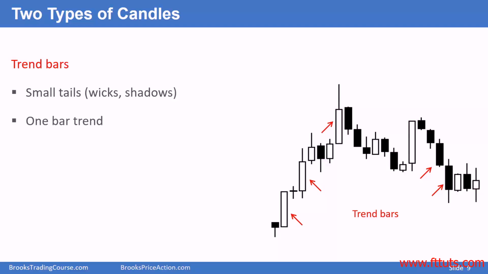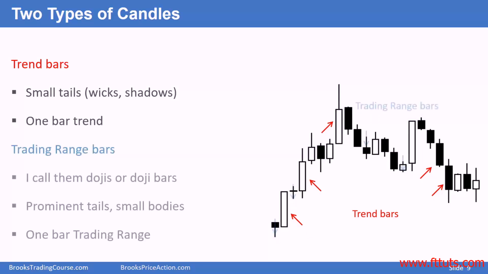And if the tails are more prominent relative to the size of the bodies, I tend to say that's not a trend bar. It's more of a trading range bar. And I refer to trading range bars as dojis. Trading range bars in general have smaller bodies and more prominent tails. I view them as a 1-bar trading range, and on some smaller time frame chart, they are 1-bar trading ranges. A bull trend bar is a 1-bar bull trend, and on a smaller time frame chart, it's a pretty strong bull trend. And a trading range bar, or a doji, is a trading range on a smaller time frame chart.